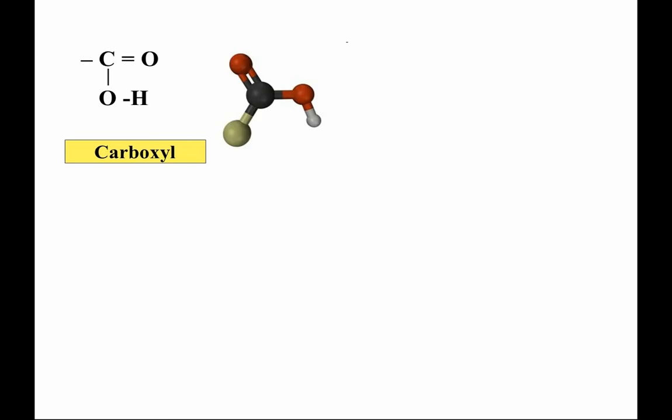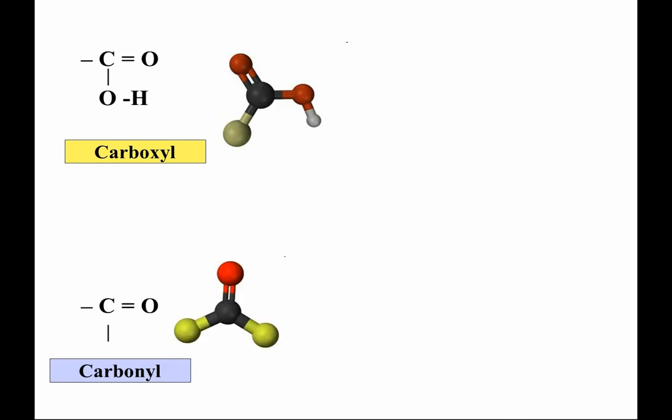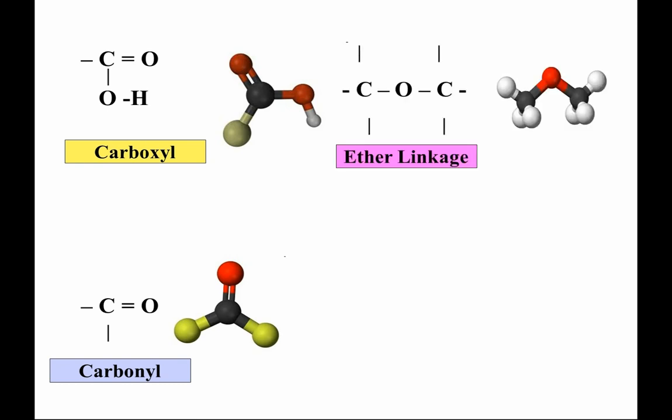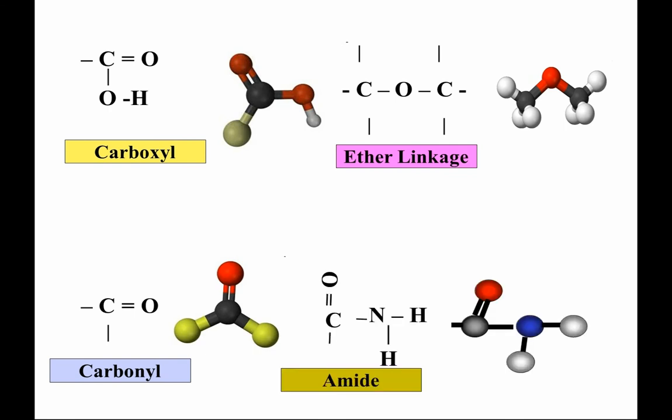Here are some others. This is referred to as a carboxyl group. A carboxyl group is characteristic of organic acids. Here's a carbonyl group. A carbon with a double bonded oxygen in the middle of a chain is referred to as a carbonyl group. This is an ether linkage. Ether linkage means an oxygen bridge which connects 2 carbon chains. An amide. An amide consists of a carbonyl group and an amine group combined.